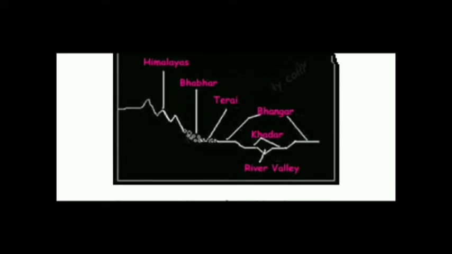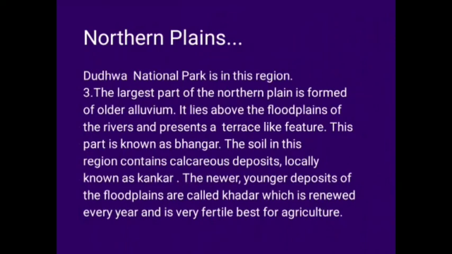Let's see this picture and understand. The Himalayan section is over, then there is a Bhabar pebble region, Bhabar, about 16 kilometers in width, then Tarai region, after that towards the south of India, then Bhangar, that is older alluvium, with calcareous deposits, that is Kankar, and the Khadar, it is the fine alluvium present and it is renewed every time. It is the latest one and the most fertile, very good for agriculture. So these are the four sections of northern plain from north to south.